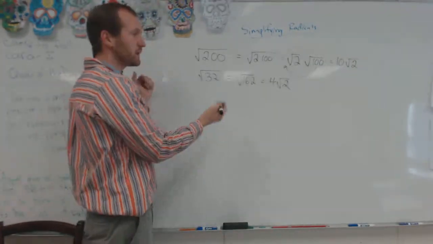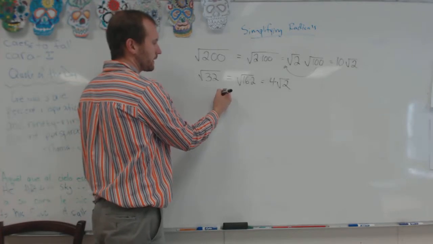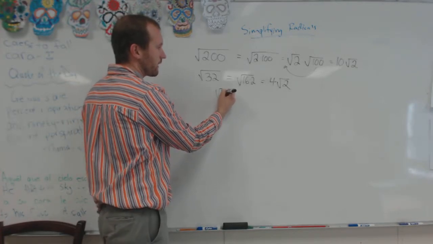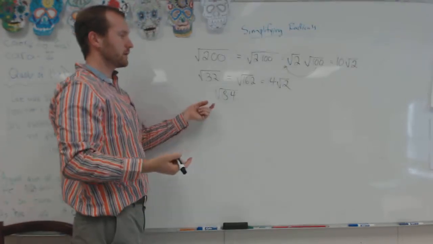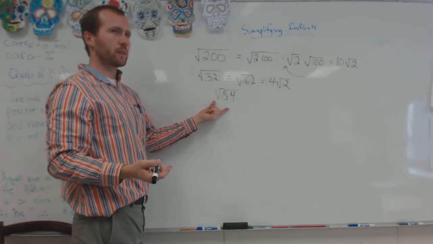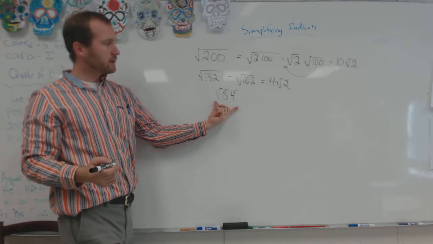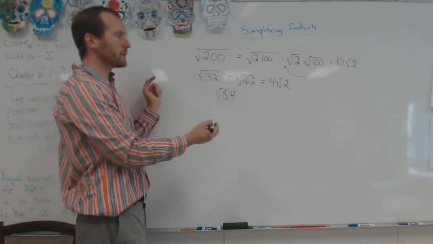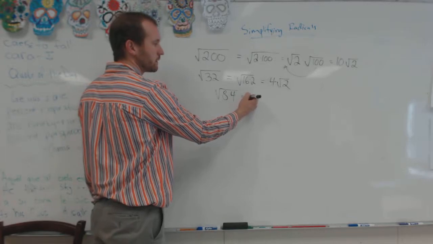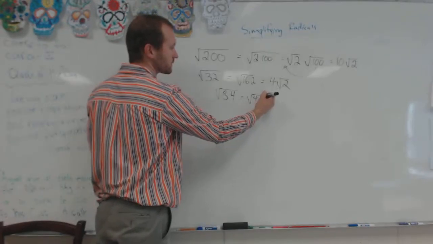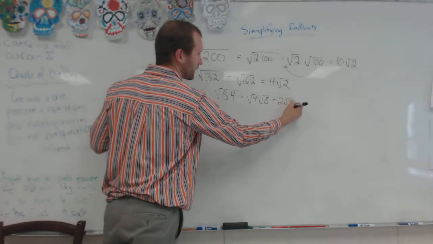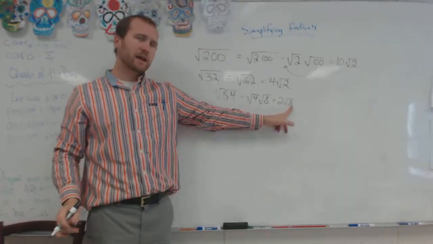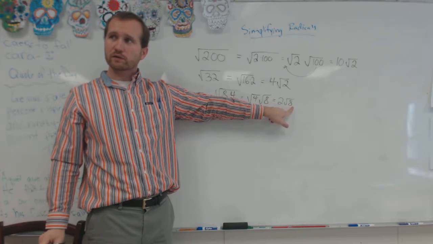Now, you could break this up in a way that's not helpful. Like if I said the square root of 8 times 4, well actually, this is a little longer, right? So I can do this still. The square root of 8 times 4 equals the square root of 4 times the square root of 8, which is 2 square roots of 8. But I'm not done yet because 8 still has a perfect square in it.